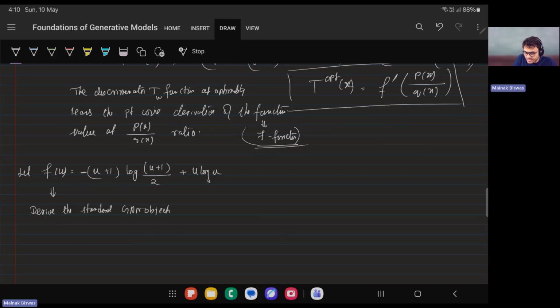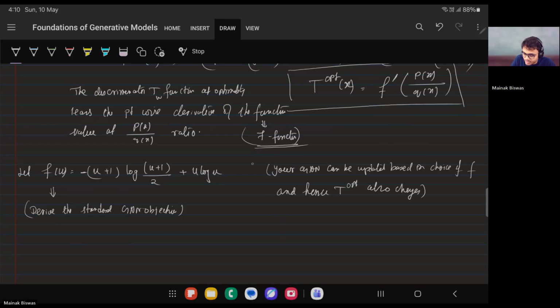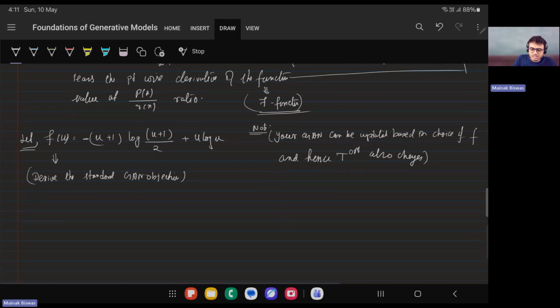And why, you may ask, is this important? Because this is telling you that you're defining a metric on which you are doing your GAN. It's not just a discriminator and a generator game. It can change according to your value. Your GAN can be updated based on the choice of f, and hence T optimal also changes. But the J's divergence is more difficult to compute, so therefore we'll do that. So let's try to find out.